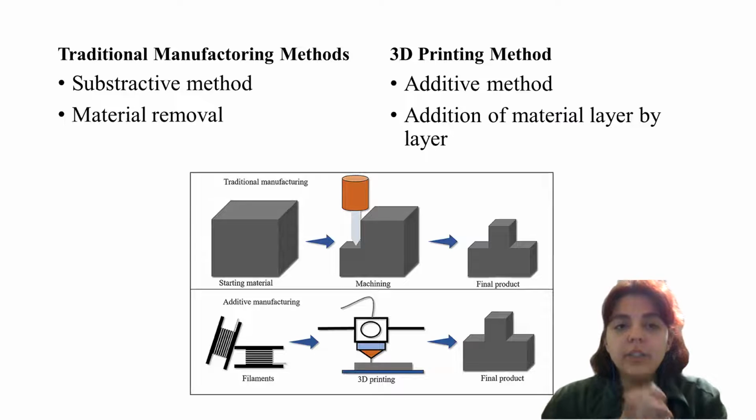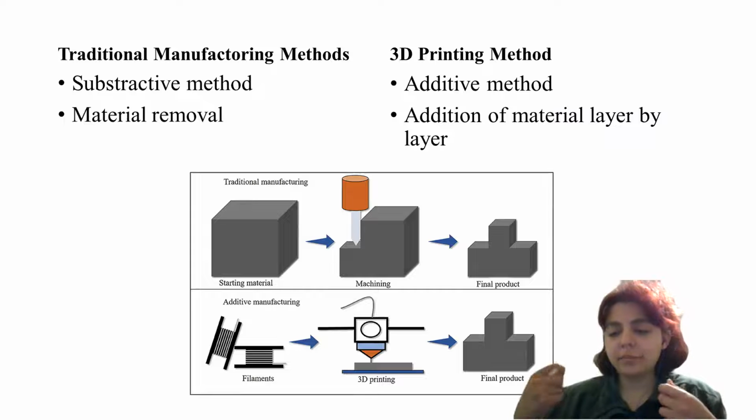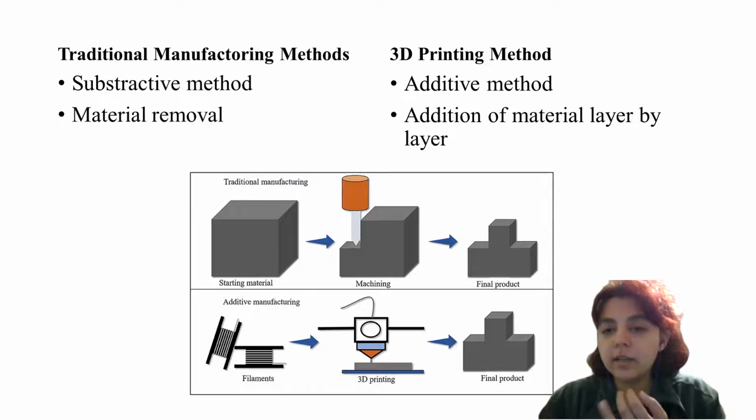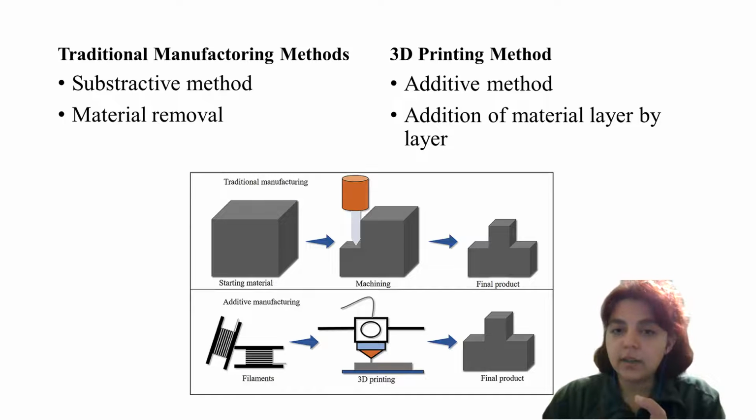The traditional manufacturing methods are classified as subtractive methods, which means that they use the principle of material removal in manufacturing the final product. As we can see in the first picture here, traditional manufacturing starts with a starting material, and then it has processes like machining in order to obtain the final product. The machining processes include cutting the starting material or smashing the starting material in order to get rid of some parts of the starting material to obtain the final product.